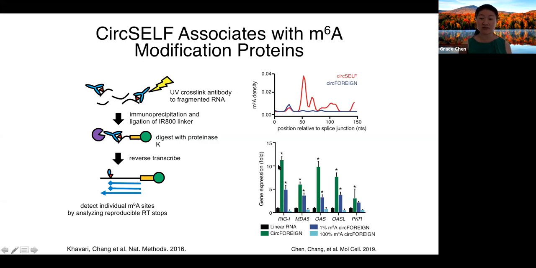So with unmodified CircFOREIGN, we get this high immune response. But if we just swap out 1% of the A's with M6A, we see about a 50% reduction in the immune response. And then if we swap out all of the A's for M6A, that immune response is near baseline. So this suggests that M6A could indeed be this molecular marker for non-self recognition.